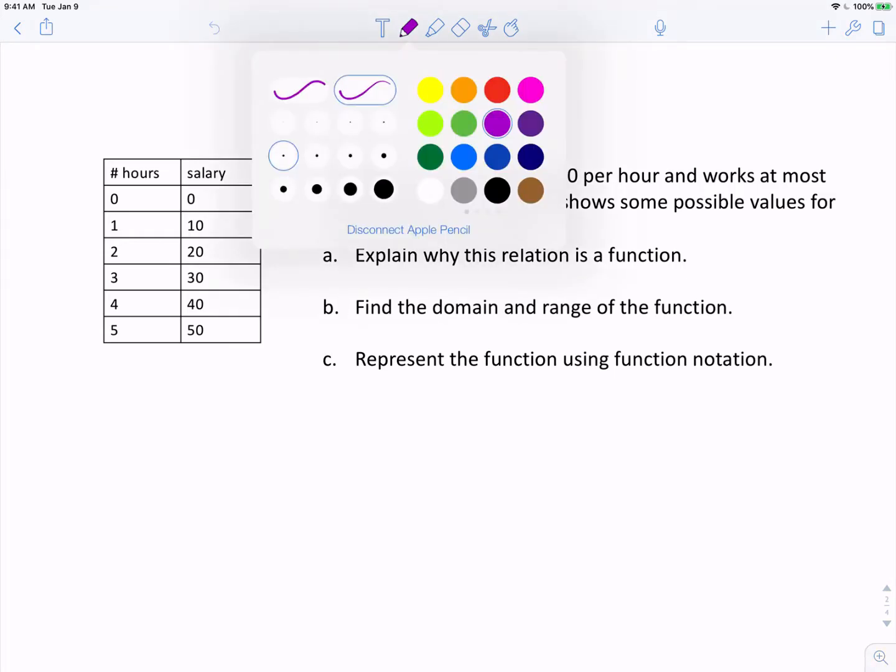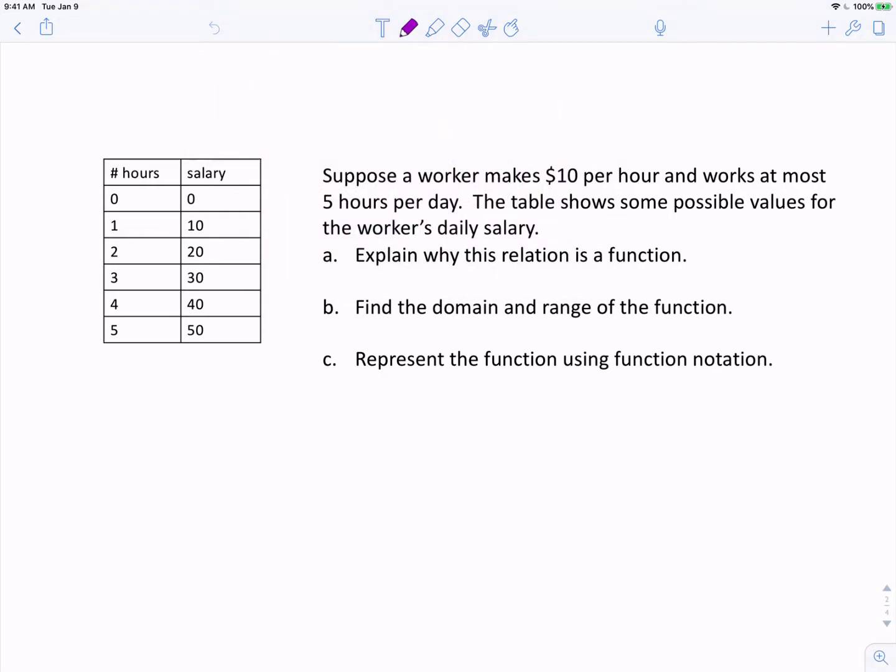So remember, our definition of function is a relation in which every input value, every x value, is associated with exactly one y value. And if we look here at the table, we can see that every input has exactly one output. If the worker knows how many hours they worked, there's only one salary that's generated.